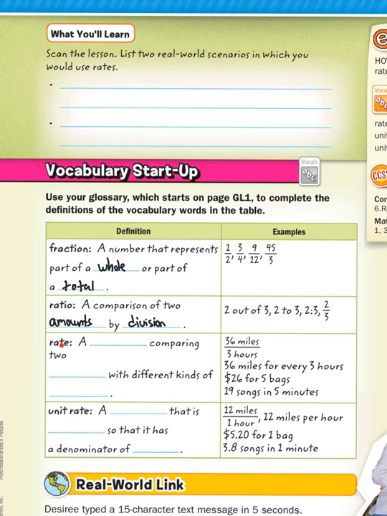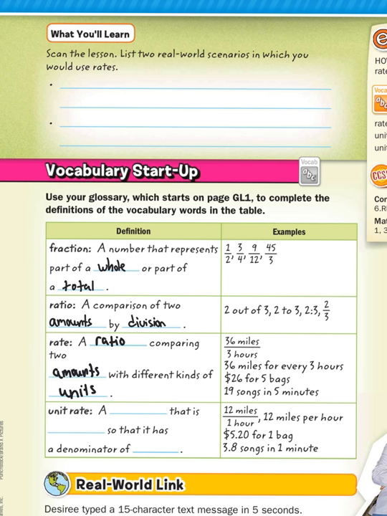Now, rate. It says a rate is a blank comparing two blanks with different kinds of blanks. All right, so a rate is a ratio comparing two amounts with different kinds of units. Okay, get that written down and I'll tell you what they mean.